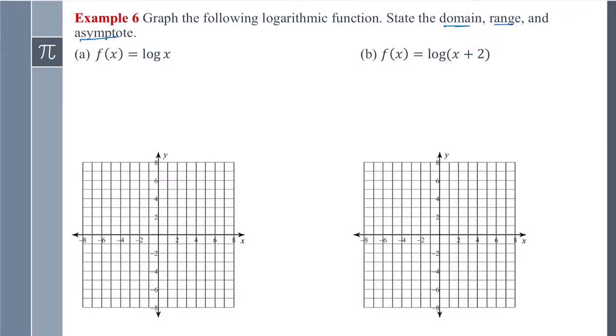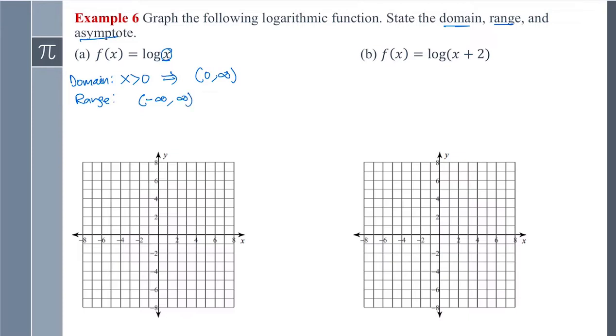Okay. So the first thing, domain. We know that x cannot be negative, or the quantity inside that log function cannot be negative. So x must be positive. So this is the domain, okay? And in interval notation, we can write this one as 0 to infinity. Now the range is all real numbers. So this can be written as negative infinity to infinity.